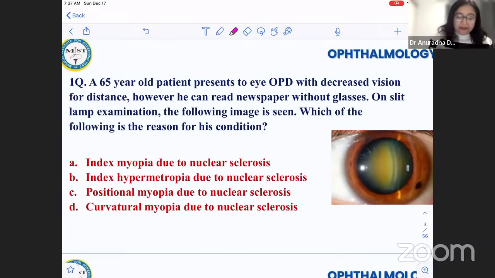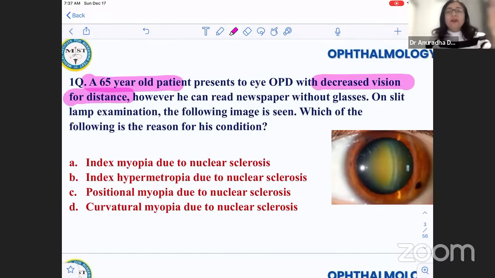The first question here is, there is an elderly patient, a 65-year-old patient who comes to the OPD. What are the symptoms? Decreased vision for distance. He cannot look far clearly, but he can read the newspaper without glasses. So the near vision is normal. Far vision is decreased. Near vision is normal. On slit lamp examination, the following image is seen. So there is an image which has been given to you to make the diagnosis. What is the reason for his condition?